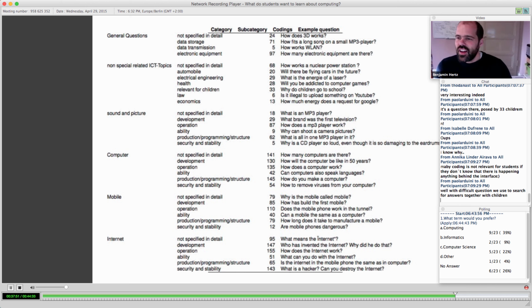Yeah, and I think also a relevant comment here from Anika: maybe coding is not relevant for students if they don't know what is happening behind the interface. Of course, that's linked to each other. Any other questions from anybody?